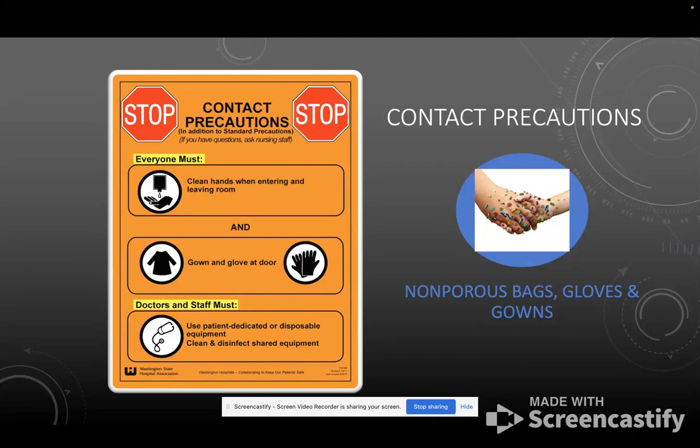For example, for that, we would utilize contact precautions. We're going to go into a little bit more detail about these here in just a minute. But with contact precautions, we're trying to prevent something from being spread by direct contact. So everyone would wash their hands, use hand sanitizer, and at minimum, use a gown and a glove. You'd want to clean and disinfect shared equipment, and dispose of disposable equipment appropriately.